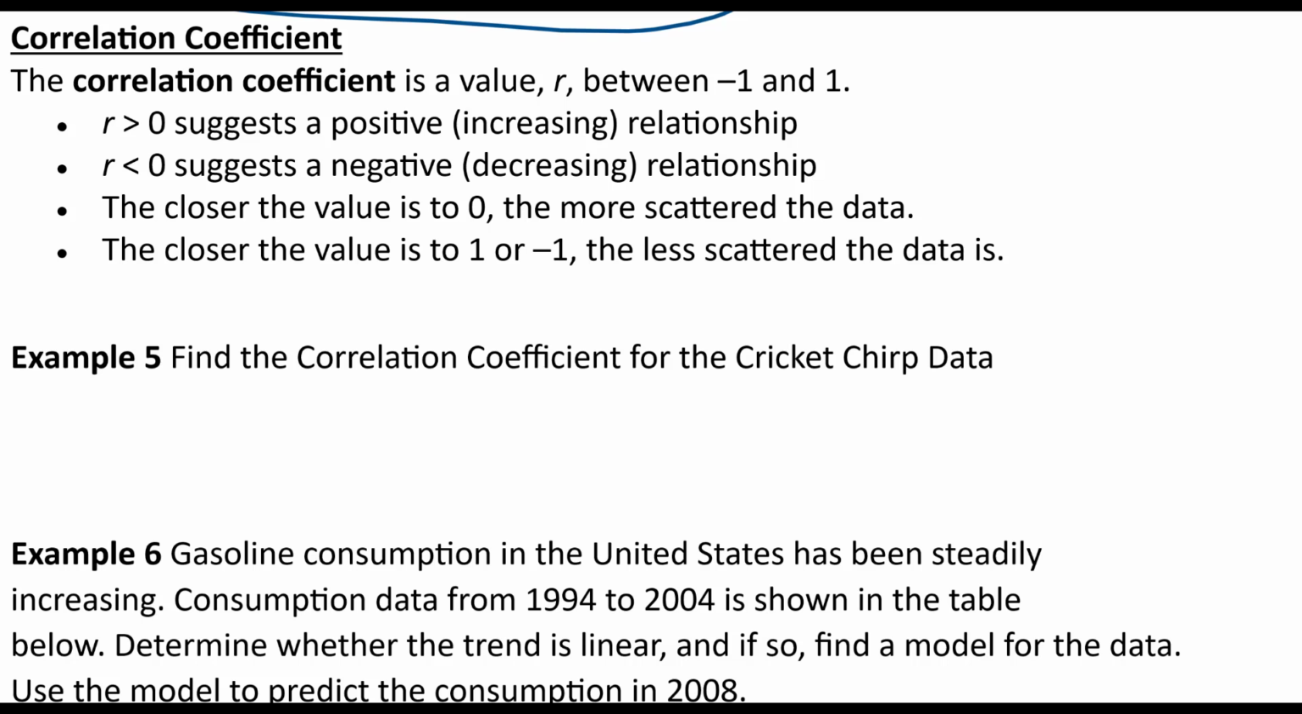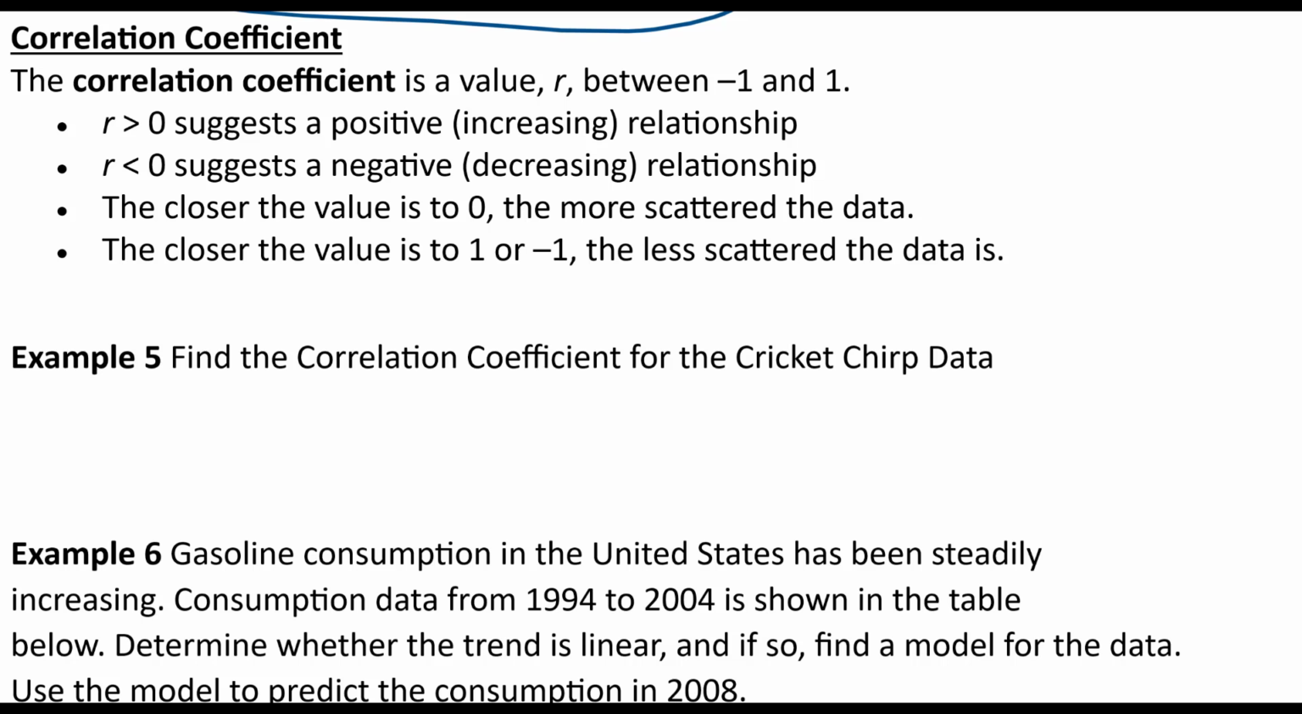So R being greater than 0 suggests a positive or increasing relationship. R being less than 0 suggests a negative or decreasing relationship. The closer the value is to 0, the more scattered the data is, and the closer the value is to 1 or negative 1, the less scattered the data is.